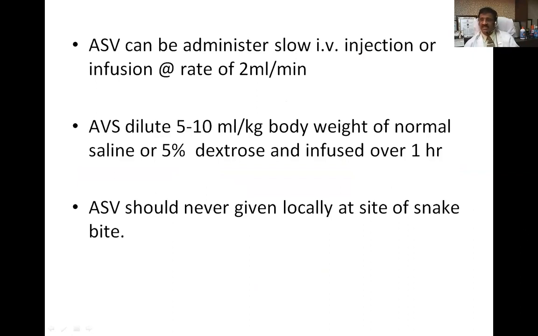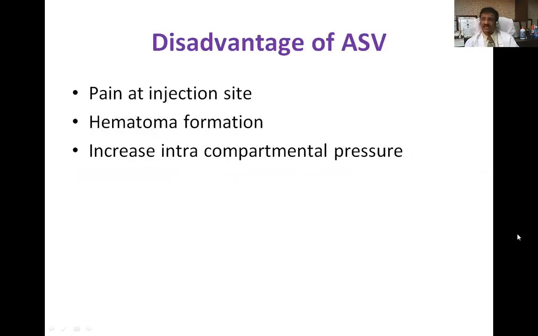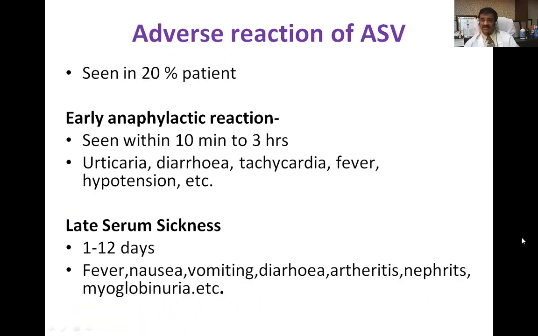And anti-snake venom should not be given locally at the site of snake bite through intramuscular injection or subcutaneous injection. So one should have a full idea about the administration of this ASV, because it has lots of disadvantages also. It can cause pain at the site of injection. It can cause hematoma. It can cause increase in the intracompartmental pressure, and it may produce adverse reactions also. ASV is known for adverse reactions in almost 20% of cases.